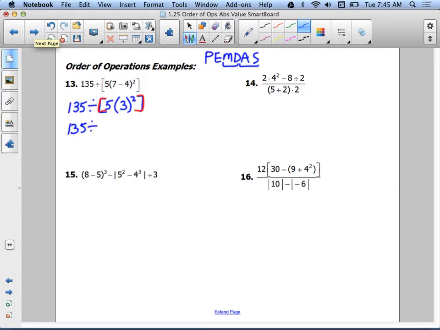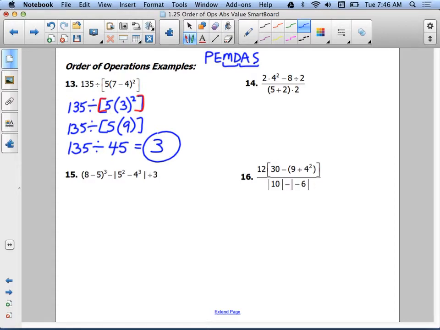So to simplify what's inside the red brackets, I'm going to need to start with my order of operations again. I'm going to need to do my exponent first. 3 squared is 9. So I'll get 5 times 9. Now I'm going to simplify the rest of my parentheses here by doing the multiplication of 5 times 9. Okay? Finally, the division, 135 divided by 45, is equal to 3. And that's the answer to this order of operations example.